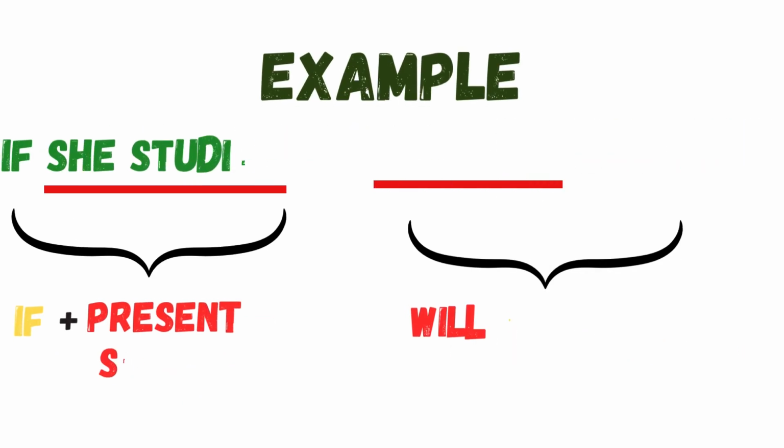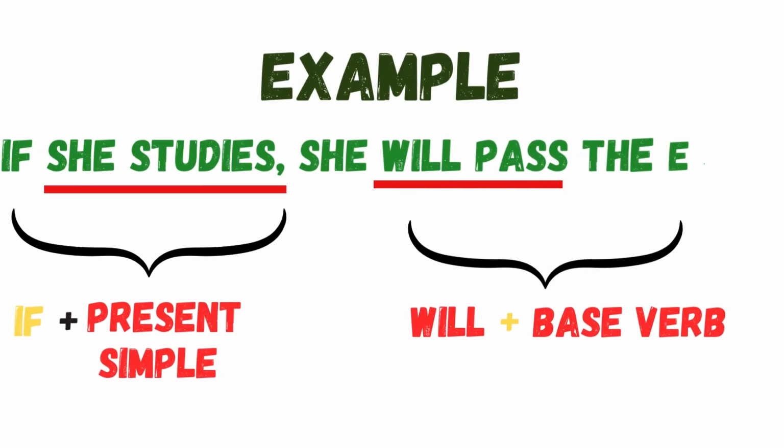Example 2. If you study hard, you will pass the exam. This means that studying hard in the future will probably lead to passing the exam. The outcome depends on the condition.